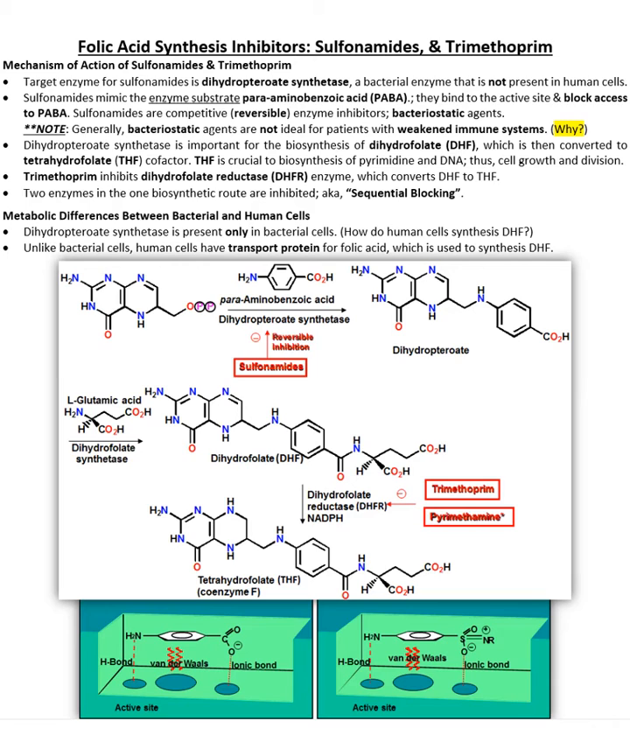I also want to say that another name for folic acid is actually vitamin B9. Okay, so I hope this makes sense to you.